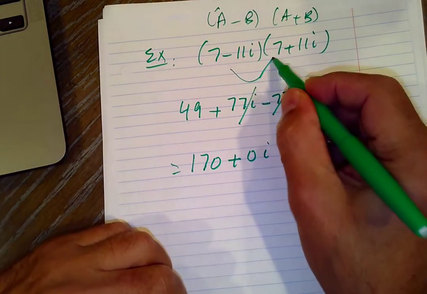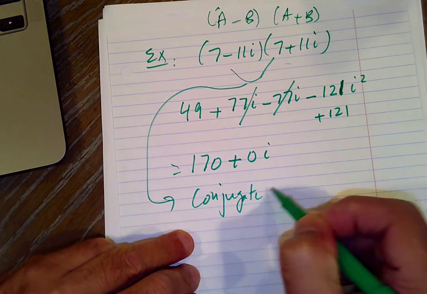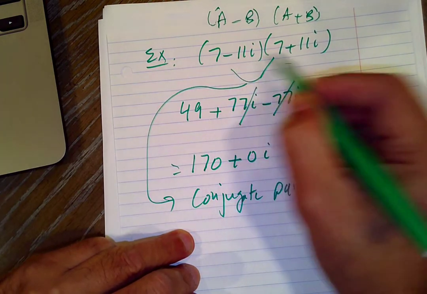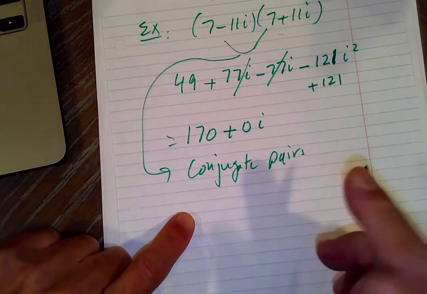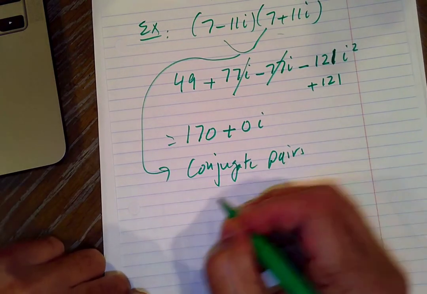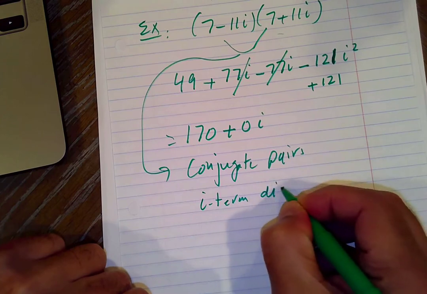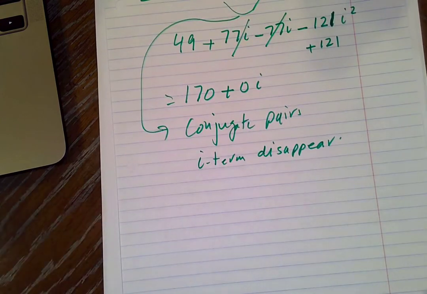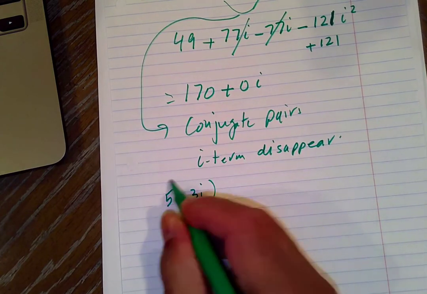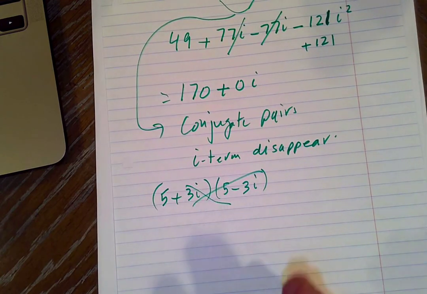These are called conjugate pairs. Again, you can see why they're called conjugate pairs, because the i term changes, everything else is the same. What happens when you multiply conjugate pairs? When you multiply conjugate pairs, the i term disappears. So if you want to get rid of i, you multiply whatever expression you have by its conjugate. So if you have 5 plus 3i, you multiply it by 5 minus 3i, and it will get rid of i, okay? That's called the conjugate.